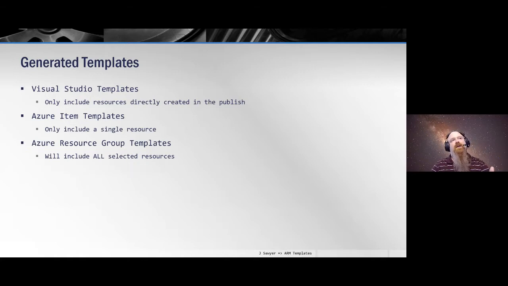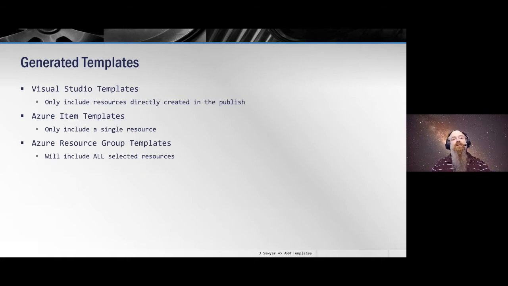So these templates too, right? They're not always necessarily going to include everything that you need. The Visual Studio templates will only include resources directly created in the publish. So they won't necessarily create things like VNets or subnets or anything like that you may depend on. Azure item templates, right? If you go into an Azure function, that item template is only going to include a single resource. So if you export that Azure function, it's not going to include the Azure storage that you need for that function.